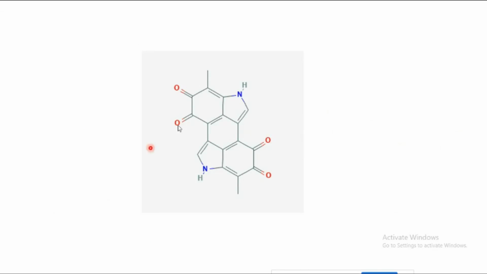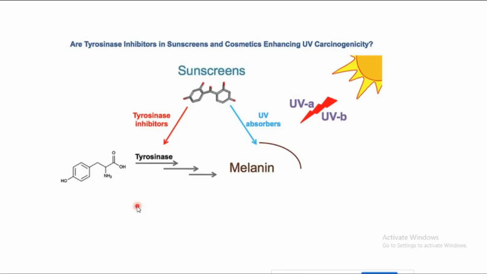So this is the structure of melanin. Melanin is produced by the orthoquinone. This is the orthoquinone which is coming from the catechol oxidase enzyme. Sunscreen will absorb the UV and it will protect the skin also.